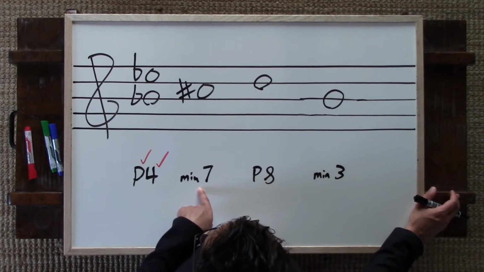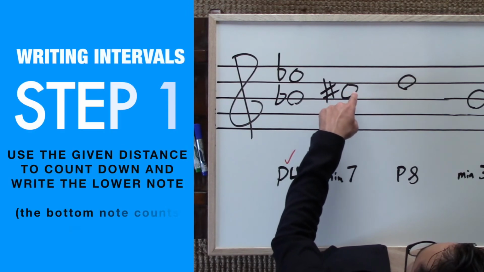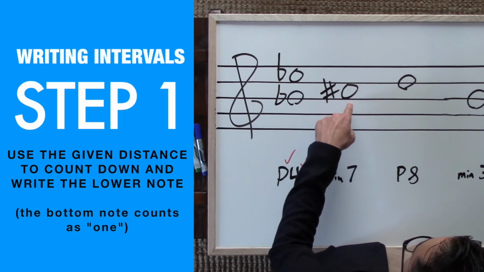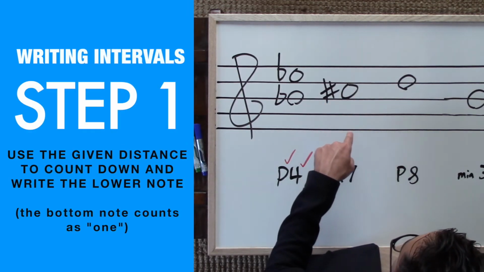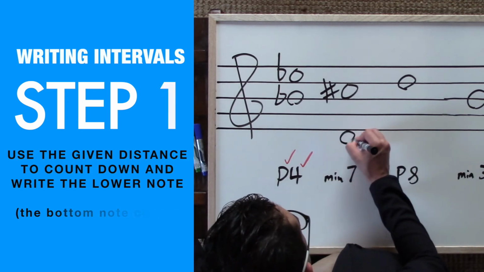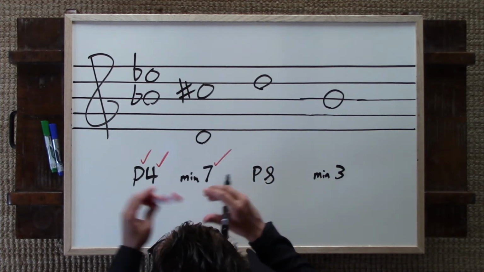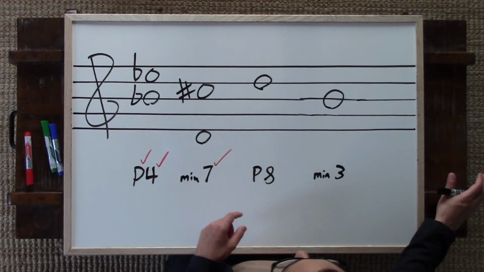Minor seventh. Again, we are going to be writing the note below, so let's count down a seventh and take care of the distance first. We'll start with C. C is number 1. 1, 2, 3, 4, 5, 6, 7. We land on the note D. Okay, so we've taken care of the distance. Now let's look at the quality. We need a minor seventh.